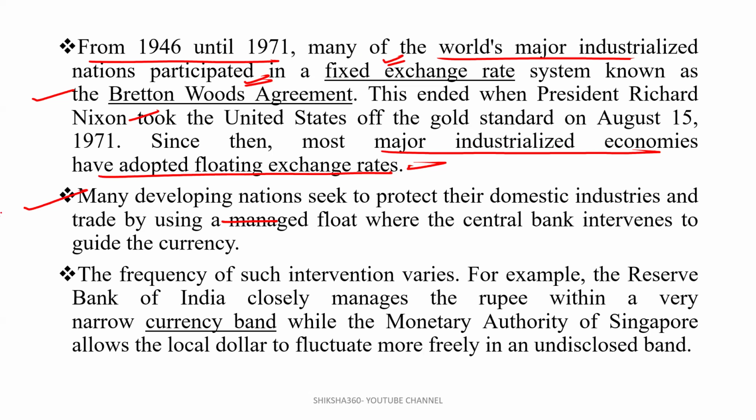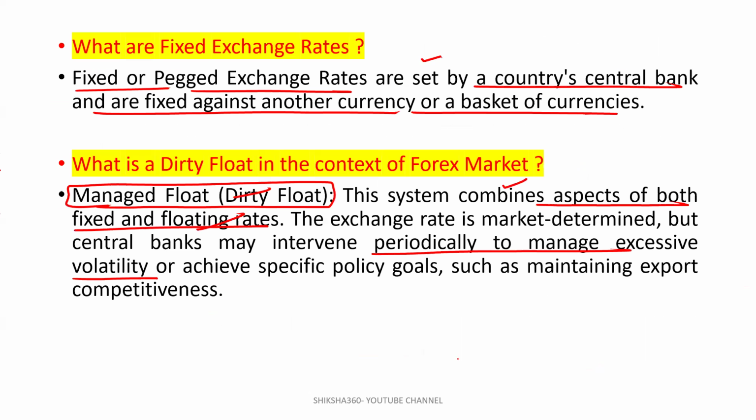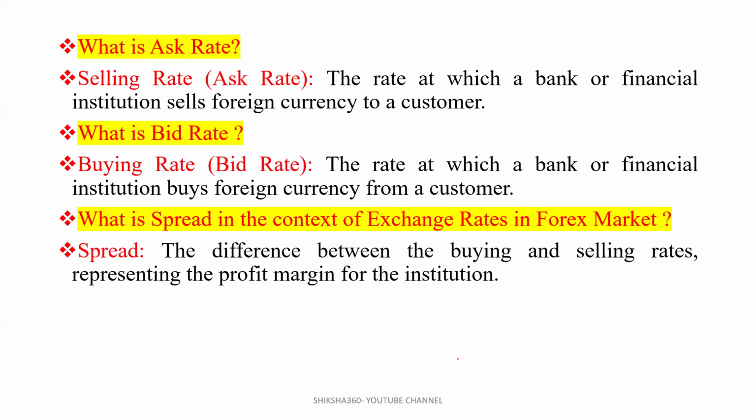The frequency of such intervention varies. For example, the Reserve Bank of India closely manages the rupee within a very narrow currency band, while the Monetary Authority of Singapore allows the local dollar to fluctuate more freely in an undisclosed band. So basically it depends on the country. They have to monitor their currency. That is the dirty float, or managed float.